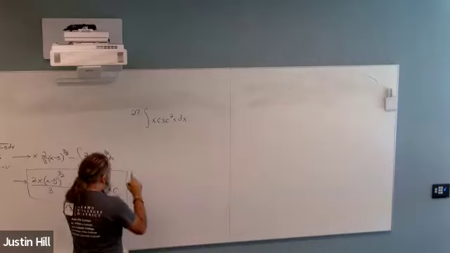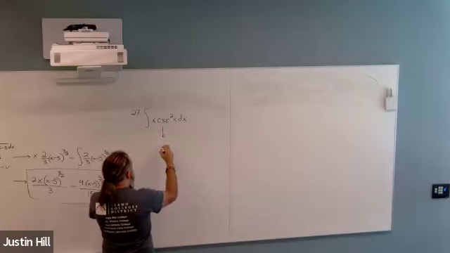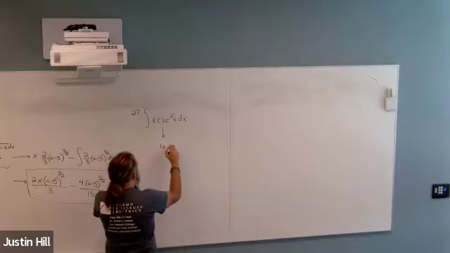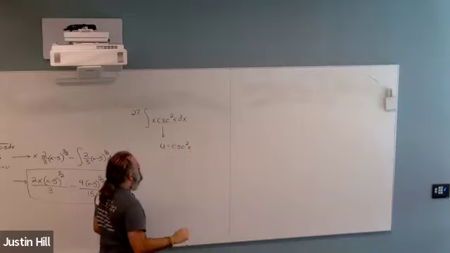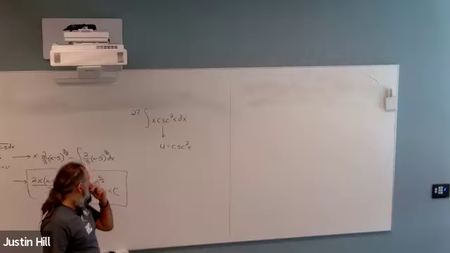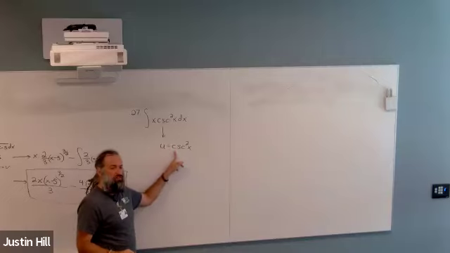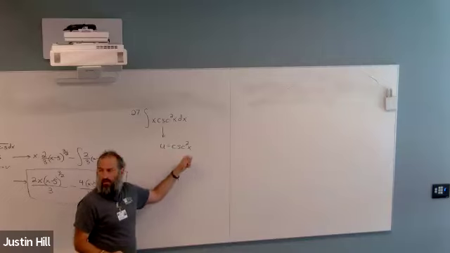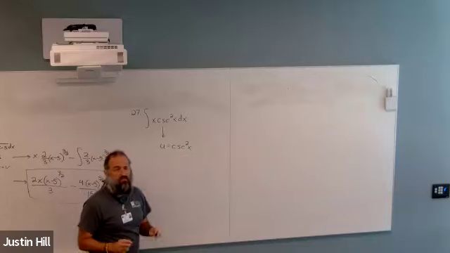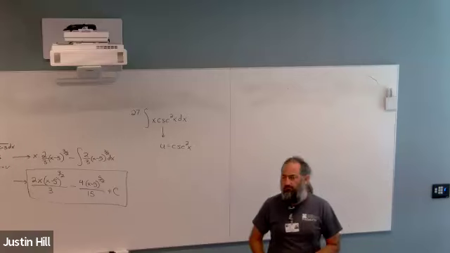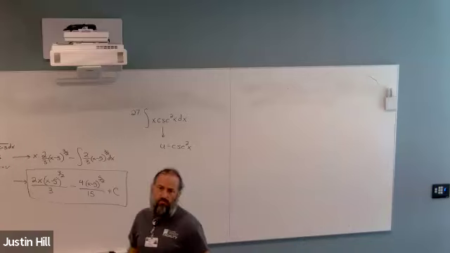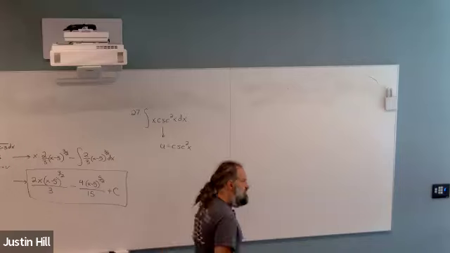So really quick, I just want to dream for a second. What if this was u? What if u was my cosecant squared x? If I choose that to be u, then I need to take du. I need to take the derivative of this. And what is the derivative of this? Take a second, we don't have to pause. Just take a second and see if that works.